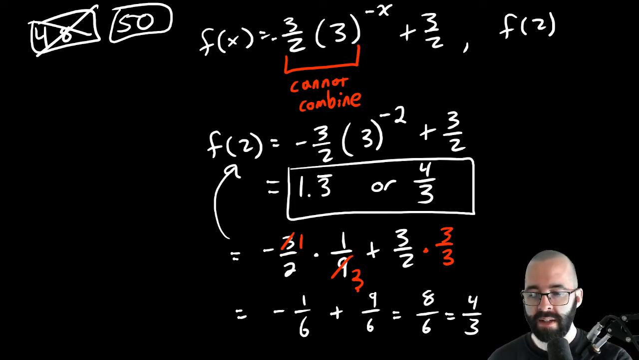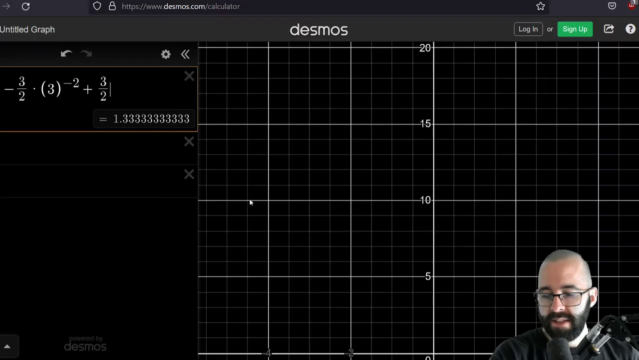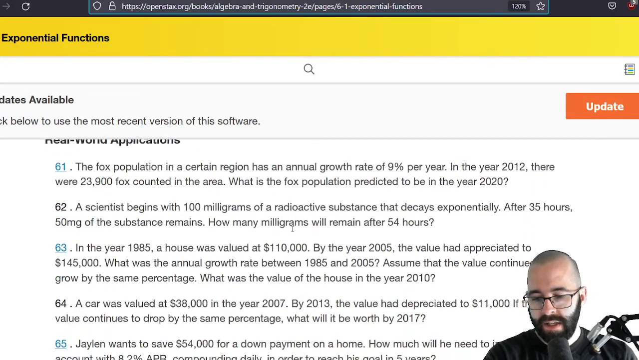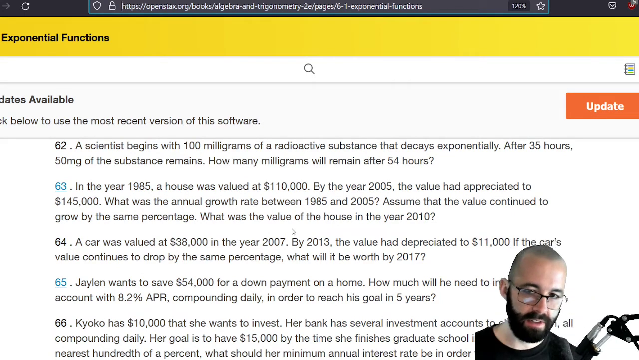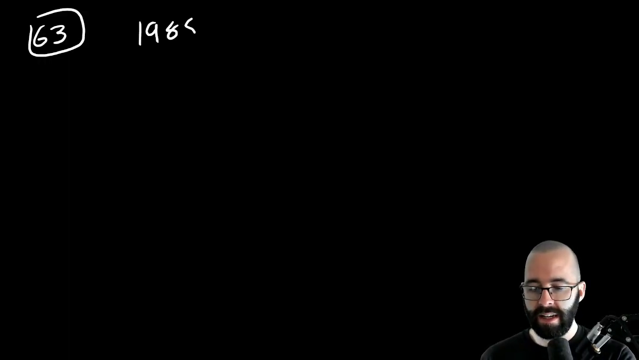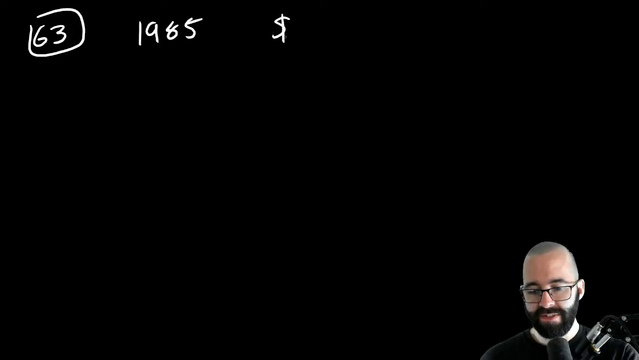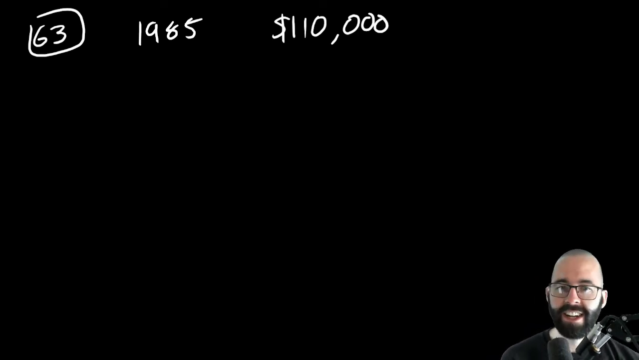All right. Last problem I want to look at. Let's look at 63. That's a bit of a longer one. 63 says in the year 1985, a house was valued at $110,000. Let's write that down. 1985, house, already forgotten. $110,000. Man, I'd like to buy a $110,000 house. Anyway, it's not 1985.